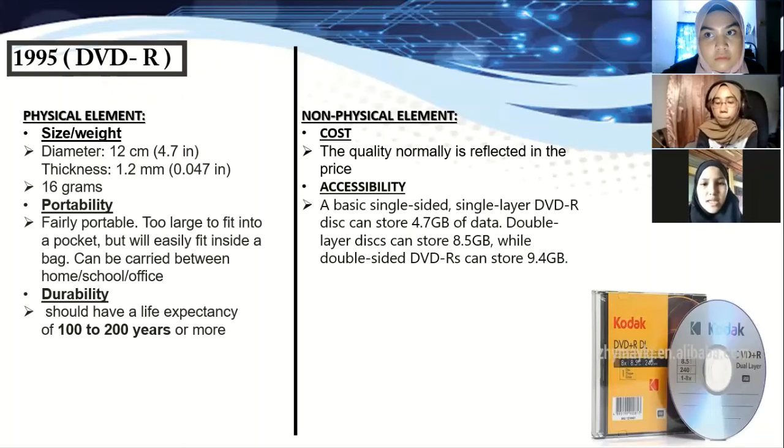Okay, non-physical element dia cost, the quality normally is reflect in the price. Maksudnya benda tu kualiti dia ikut pada harga dia. Kalau harga dia tambah mahal, maksudnya kualiti dia lebih okay lah. Okay, accessibility dia a basic single side, single layer DVD-R disk can store 4.7 GB of data. Double layer disk can store 8.5 GB while double side DVD-R can store 9.4 GB. Okay, dekat sebelah kanan tu dia ada bagi tahu bentuk dia macam mana. Dia macam CD. Okay, next.